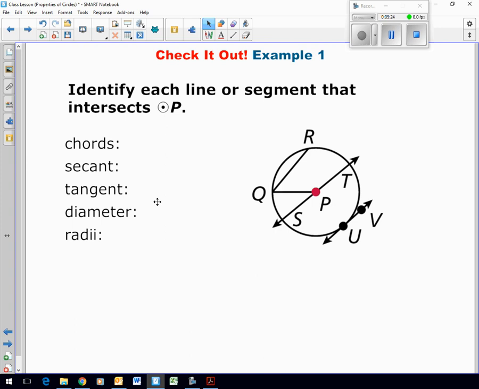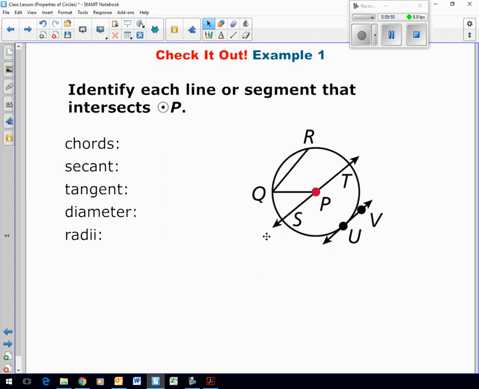Tangent. What would be your tangent? Yeah, UV. Okay? You could write it as line UV. You could write it as line segment UV. It doesn't matter. UV is your tangent. U is the point of tangency. I know it's not up there, so don't worry about it, but you should have picked up on U being the point of tangency. The diameter, ST.